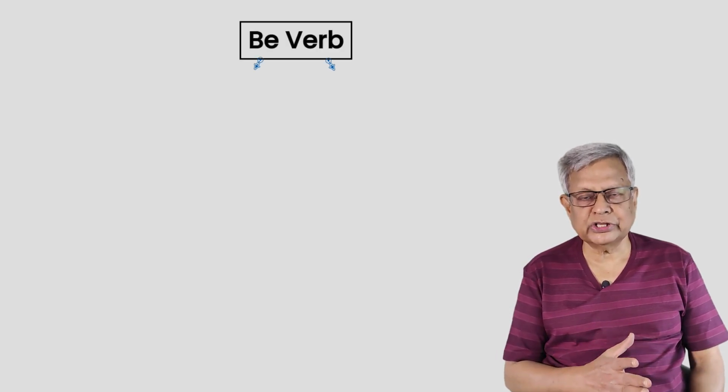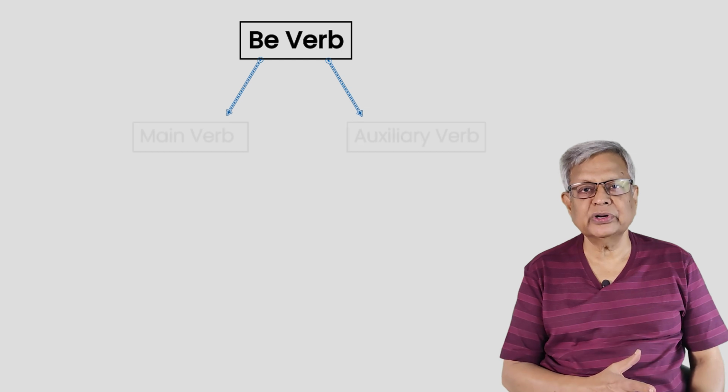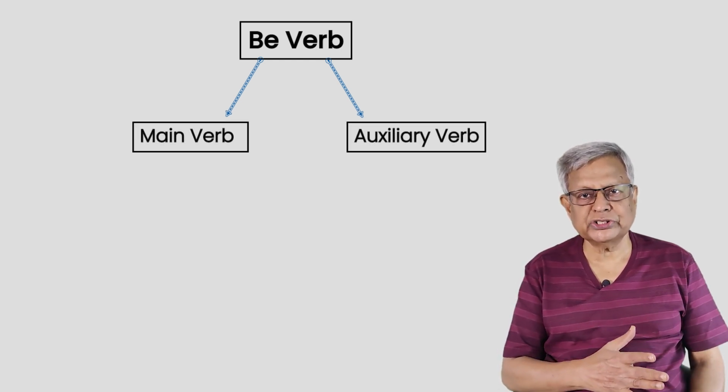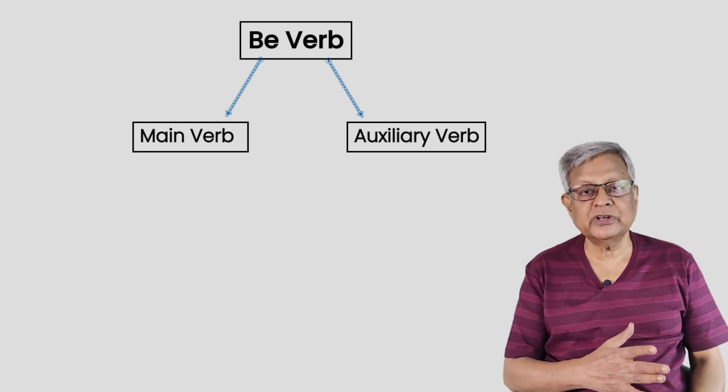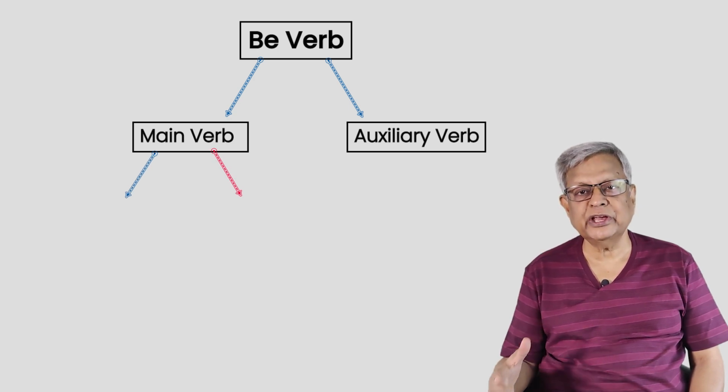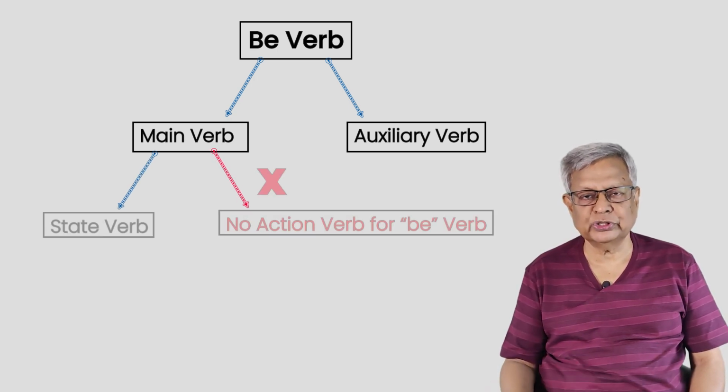In this section, we are going to see the uses of be verb. Be verb can be used both as the main verb and as an auxiliary verb. Main verb means the most essential verb in a sentence. Without that, there is no life in a sentence. Auxiliary verb means it's only a supporting verb or helping verb of the main verb. We will see both now.